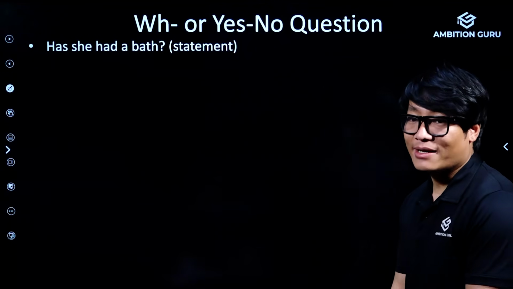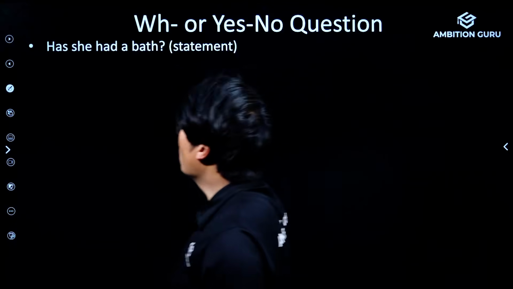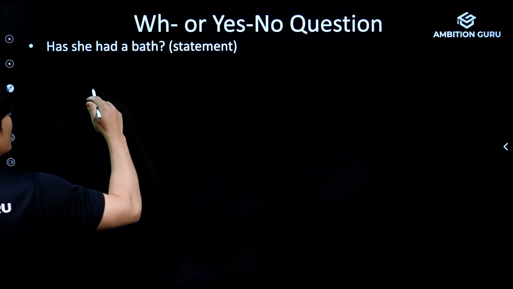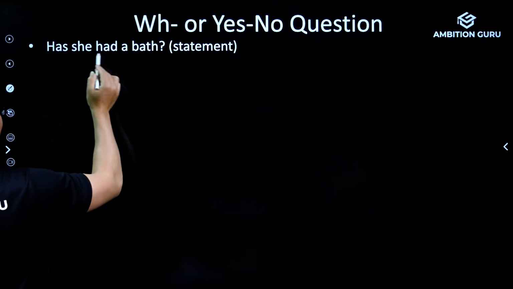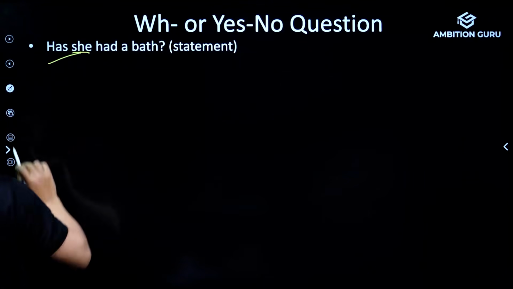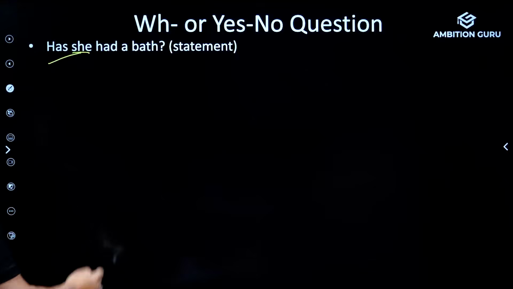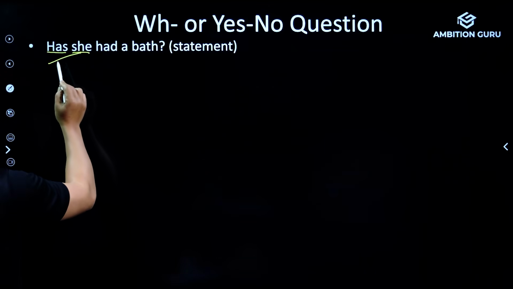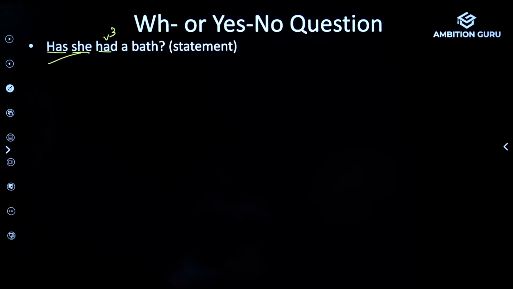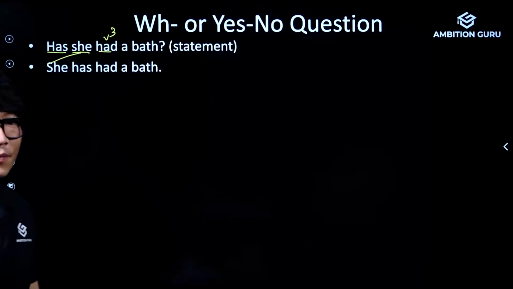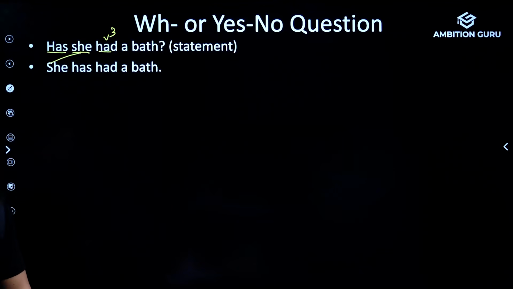A statement means the sentence starts with the subject. Here C is the subject, so it comes first. And what is the auxiliary verb? The auxiliary verb is has, like "C has", and had is verb 3 here. So, C has had a bath. C has had a bath. Very good. I can see the beautiful answer. Thank you.